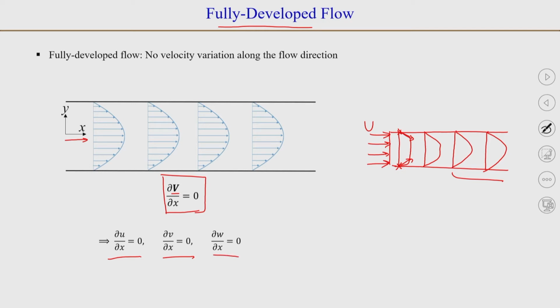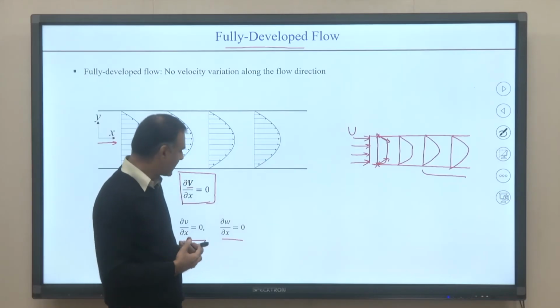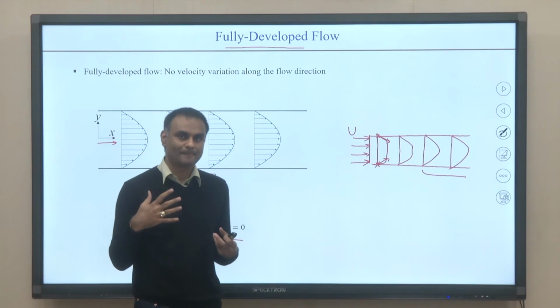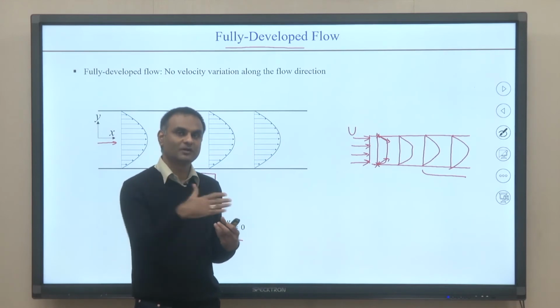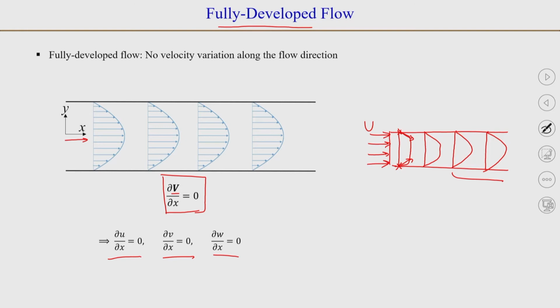In most of the cases, for example, when we talk about Cartesian coordinates, ∂w/∂x will be 0 because there will be no flow in the z direction. So, w will become 0, and as we will see, v will also be 0. So, most of the time when we use the fully developed flow, the relationship that we need to use to solve equations will be ∂u/∂x is equal to 0, where u is the flow along the x direction.